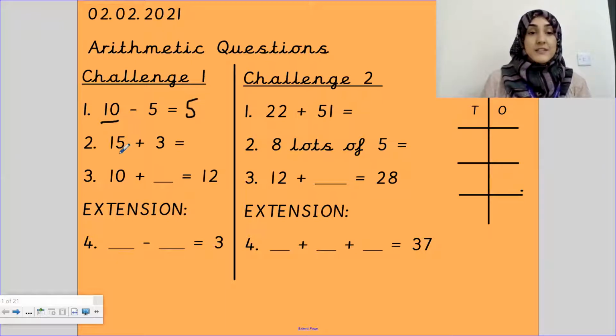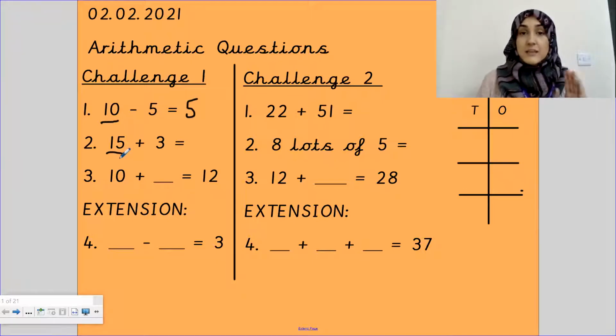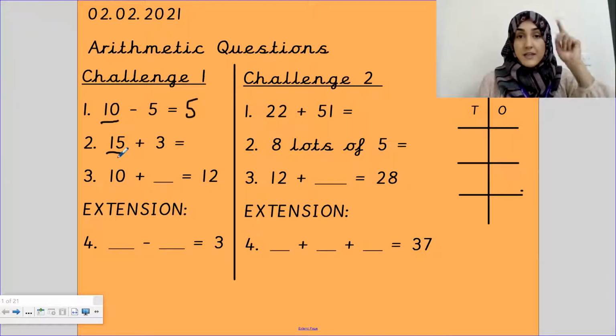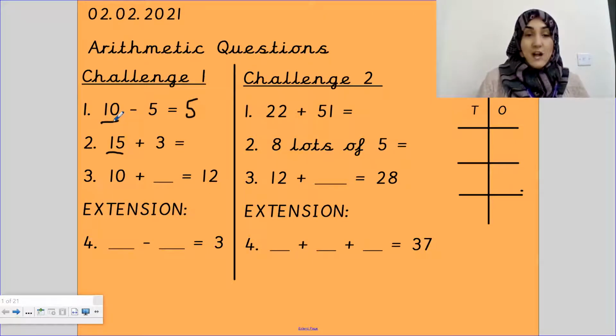Next, we have 15 add 3. I know that 15 is a bigger number, so I'm going to put 15 in my head. I'm going to hold up 3 fingers, and I'm going to count on. That was 15, 16, 17, 18. Well done. So 15 add 3 equals 18.